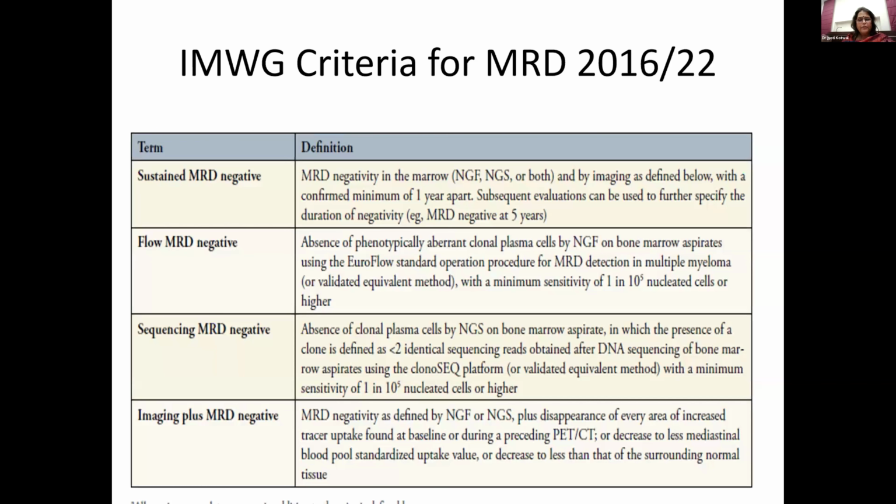Imaging MRD negative is on the basis of PET CT, and that has to be also done. And imaging plus means bone marrow plus imaging negative. Next slide.